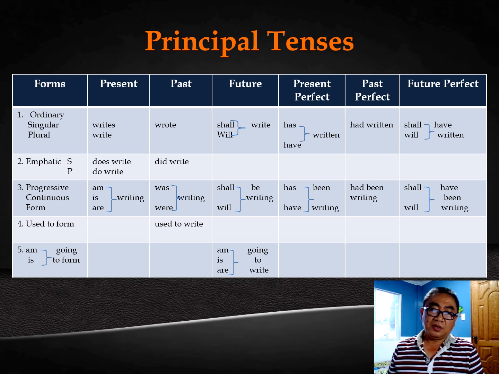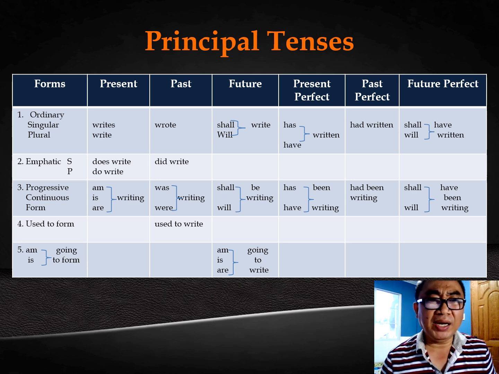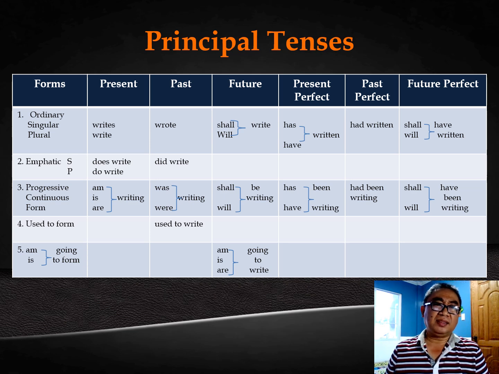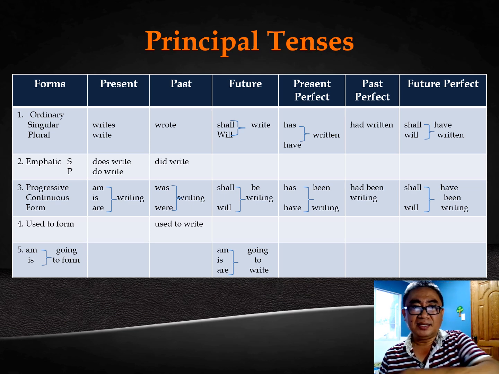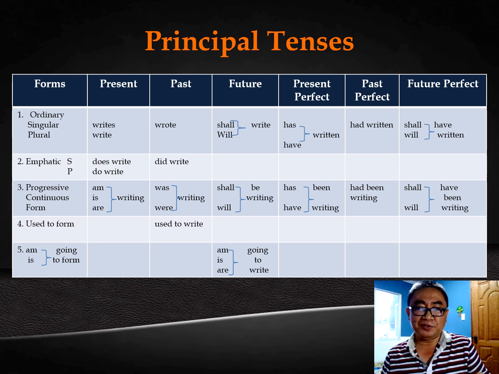Now, while in college, we learned that there are five forms of verbs: ordinary, emphatic, progressive, used to form, then the am, is plus going to form of the verb. With these tenses: present, past, future, present perfect, past perfect, and future perfect tense.